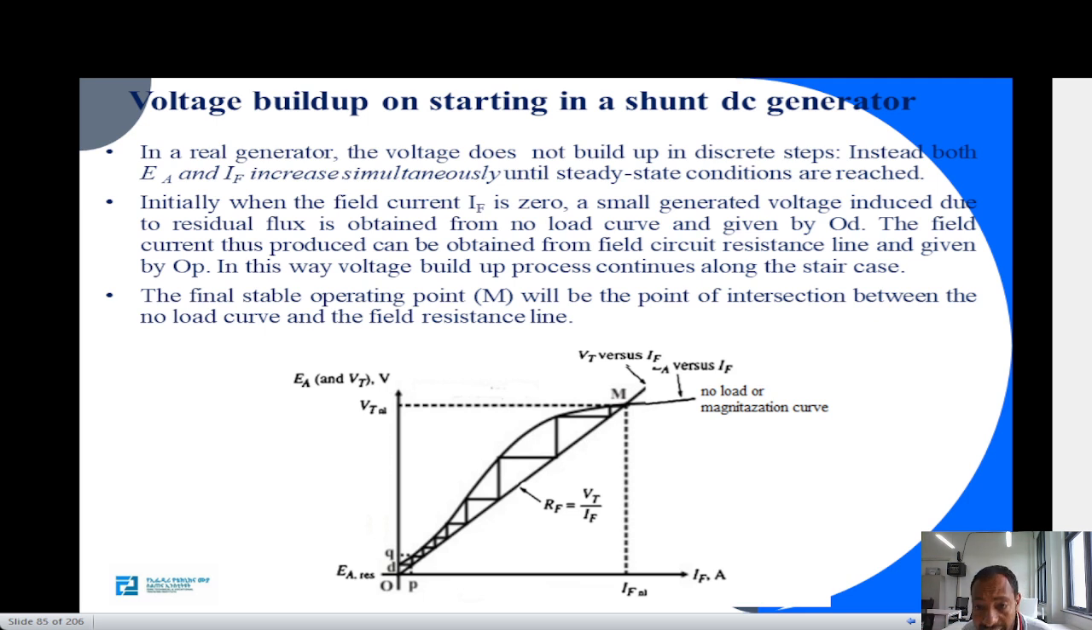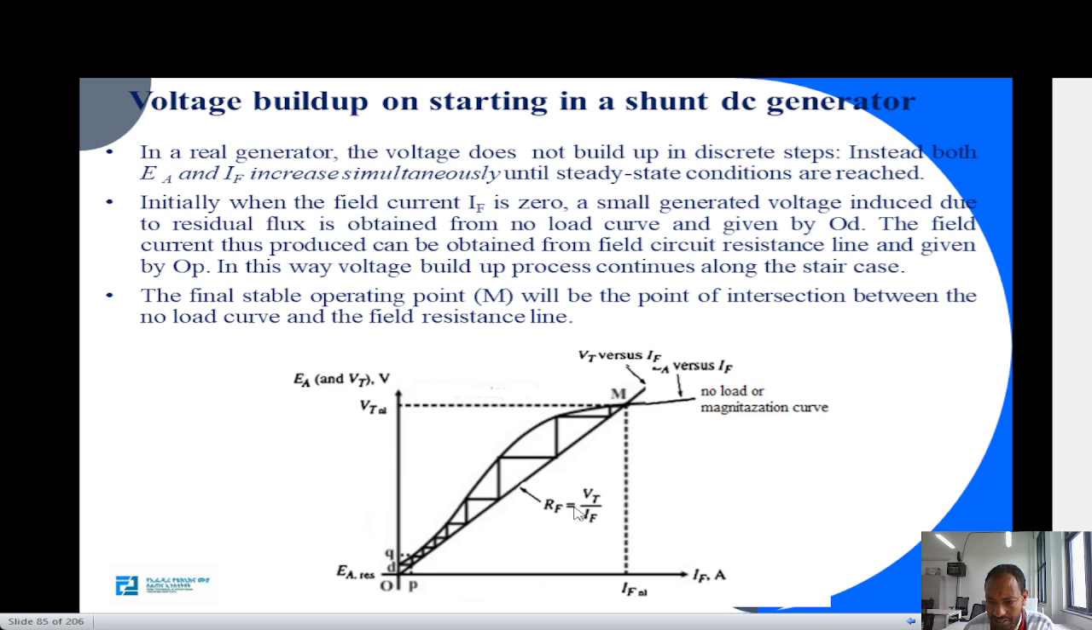So in a real generator, the voltage does not build up in discrete steps. Instead, both EG and IA, or IF, increase simultaneously until they reach the steady state condition. But for our understanding, we'll see how the voltage is built up gradually, stepwise, in a shunt DC generator. Let us see how the voltage is building in the shunt DC generator.